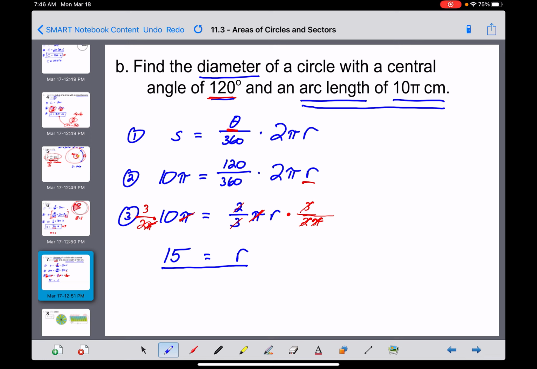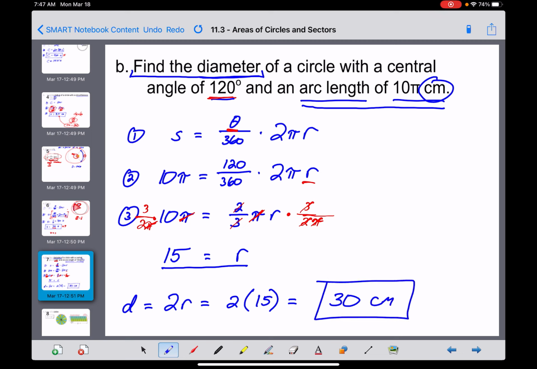Only problem? The question didn't ask for radius. It asked for diameter. But hopefully we know this, guys. A diameter is always equal to 2 times your radius. So for us, diameter is going to be 2 times a radius of 15, and we're going to get 30 here for our diameter. Units are being measured in centimeters, so 30 centimeters is the length of our diameter. So you always have to read your directions carefully and make sure that you're answering the question that you were asked, which is a big skill we've been practicing all year in geometry.